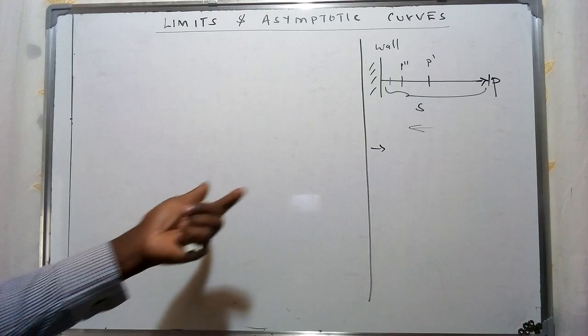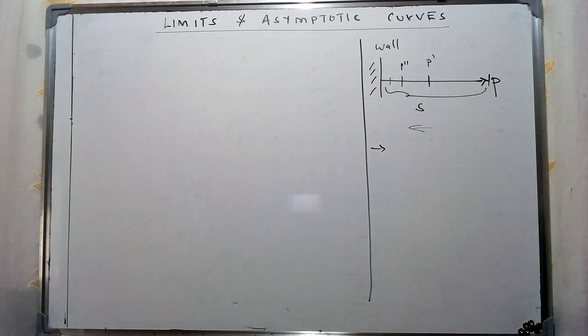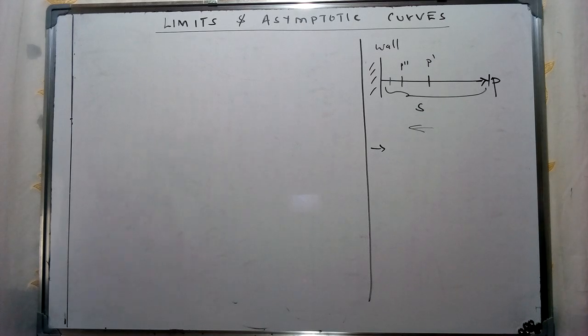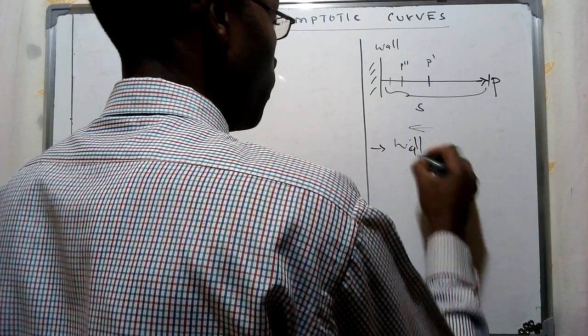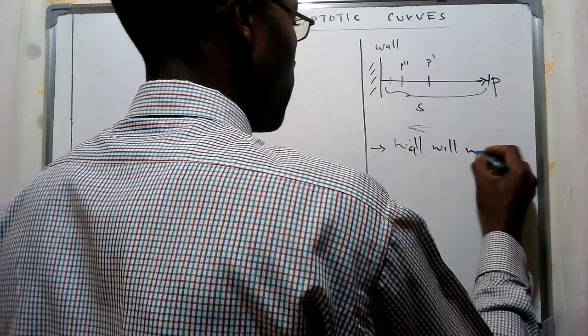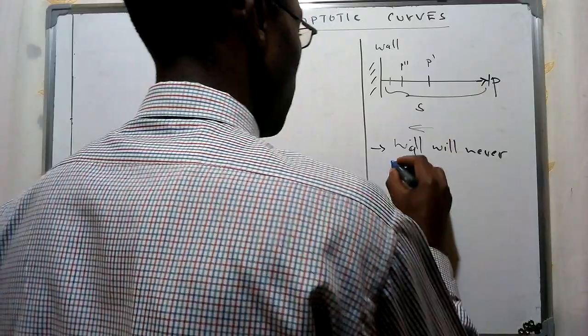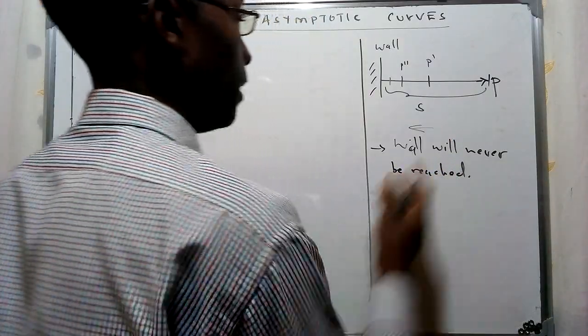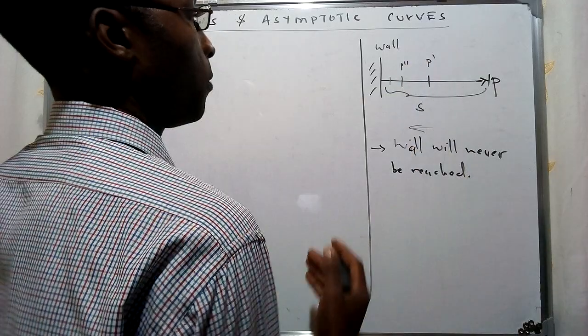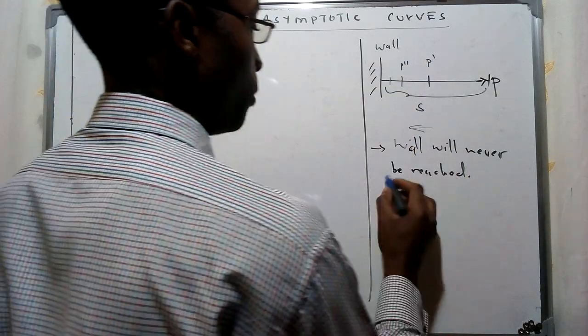Now, in a sense, this gives us a concept of a limit, since the wall is going to be a particular point which we're not going to reach, and therefore it forms what we refer to as our limit. This is because this specific point, the wall, will never be reached. So we're approaching this wall by subsequently dividing this distance by half, but it will never be reached.